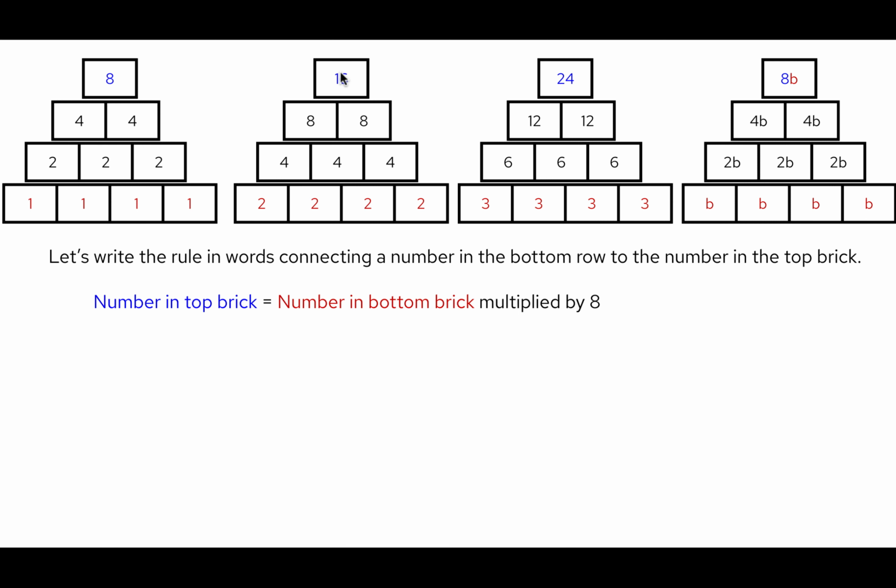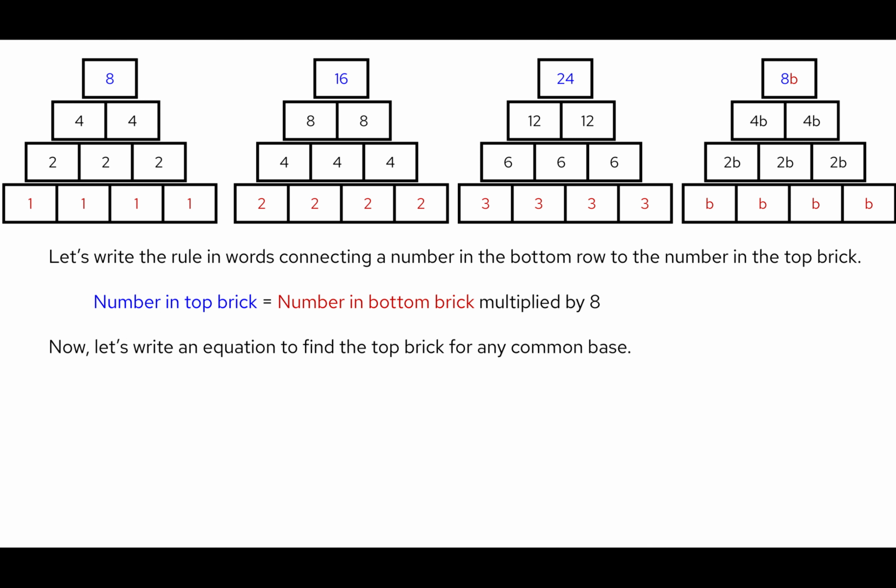2 multiplied by 8 is 16. 3 multiplied by 8 is 24. And b multiplied by 8 is 8b. So we can say the number in the top brick equals the number in the bottom brick multiplied by 8. But I don't want to keep writing that every time. So let's use variables to make this shorter.